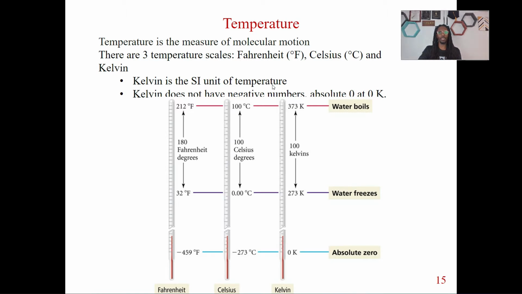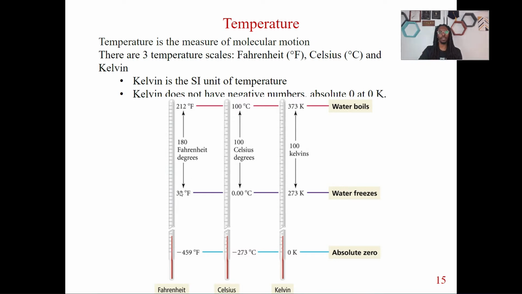Now, Kelvin, this is something that we need to know and understand. Kelvin does not have negative numbers. It's only going to go as low as 0. There are no negative numbers for Kelvin. But let's talk about this scale here. Now I want to compare the different scales to each other.